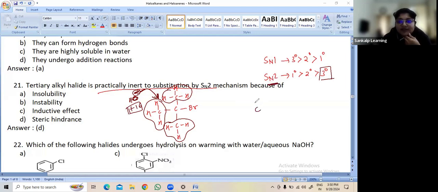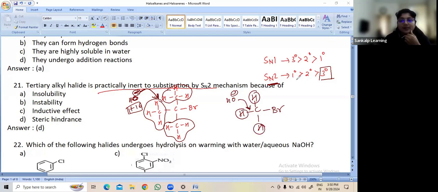So because of that, what do we take? We take methyl bromide. That is your primary carbon. Why? Attack is possible because hydrogen is a very small atom. So attack is possible from behind.